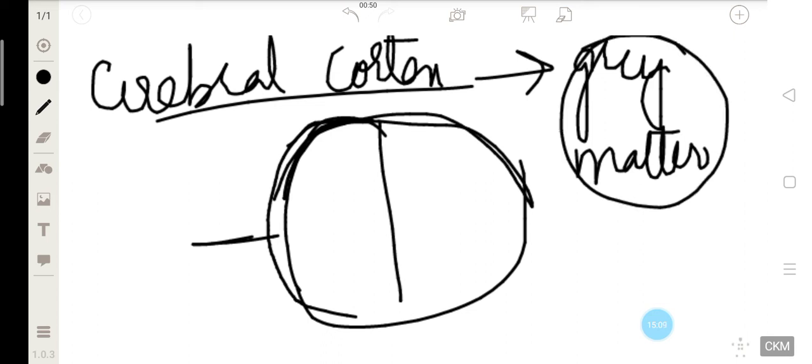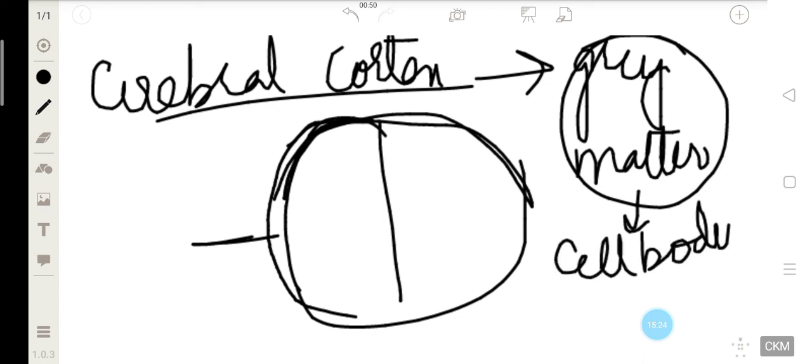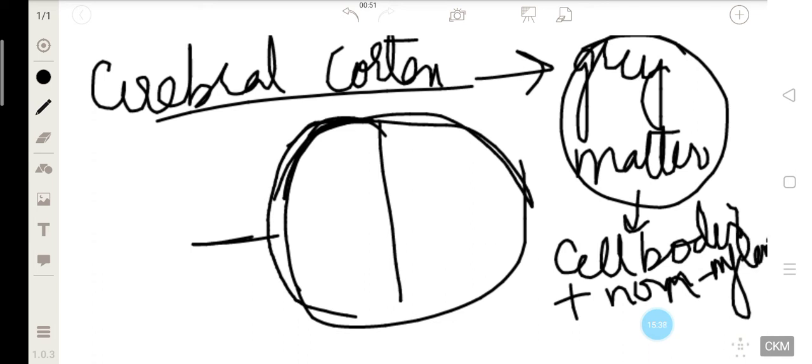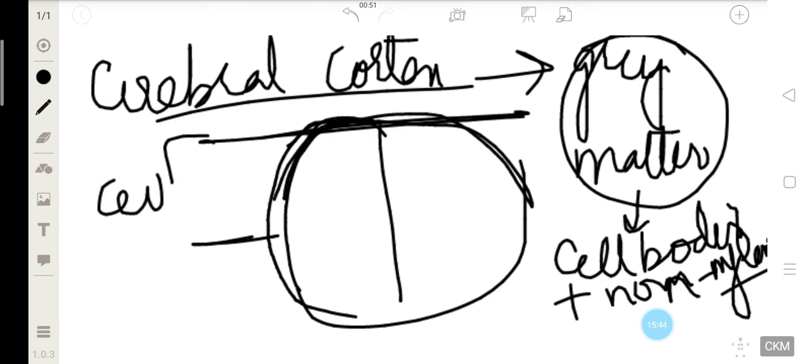If you remember, we have learned that there are some axons having the myelin sheath, but there are also some axons which do not have the myelin sheath. So the gray matter basically contains the cell bodies plus the kind of nerves which do not have myelin sheaths, that is, non-myelinated nerves. So the gray matter is the one which contains the cell bodies as well as the non-myelinated axons.